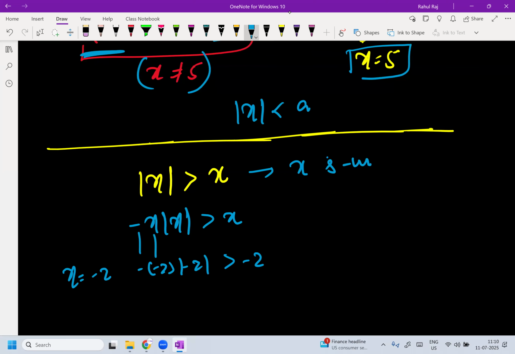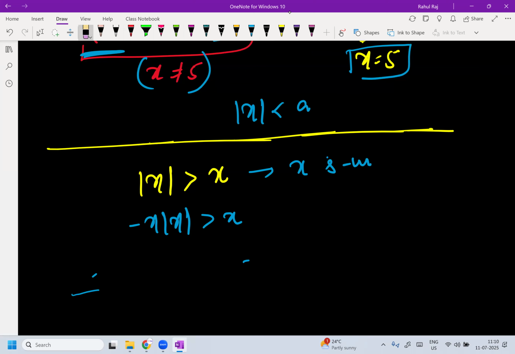No, see here. Take x equal to a negative number, say negative 2. When you take x equal to negative 2, this becomes positive, and this is anyway positive. The product of two positive numbers is greater than a negative number. That's it, that's what I was trying to explain. That's all.